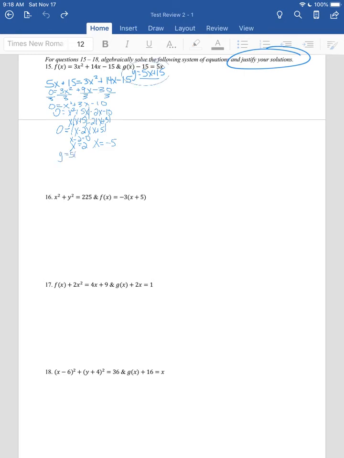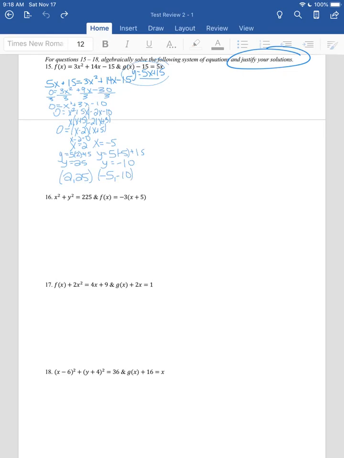y equals 5 times 2 plus 15 gives me 10 plus 15 is 25. So this point is (2, 25). You have to write it in parentheses. Over here, y equals 5 times negative 5 is negative 25 plus 15 gives me negative 10. So this point is (-5, -10).